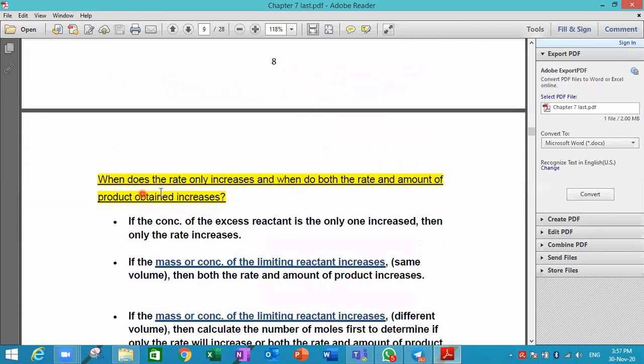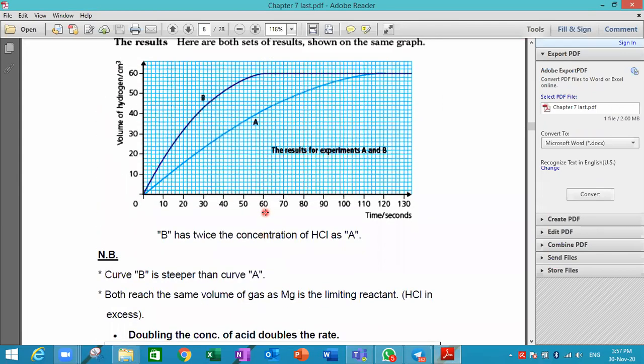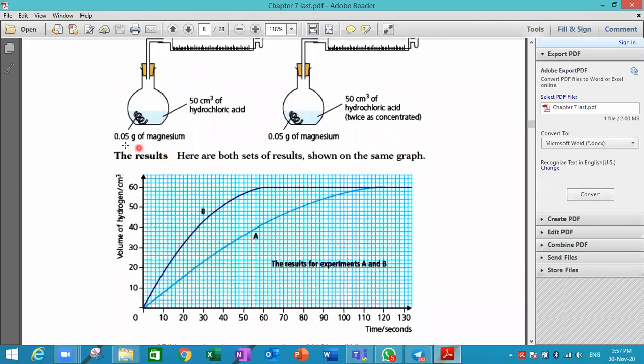So when does the rate only increase, and when do both the rate and the amount of product obtained increase? Here in this experiment, we used the same mass of the magnesium ribbon and the same volume of hydrochloric acid, but we doubled the concentration of hydrochloric acid. In this way we got a steeper curve. It means that the rate was faster, but we got the same volume of hydrogen gas.